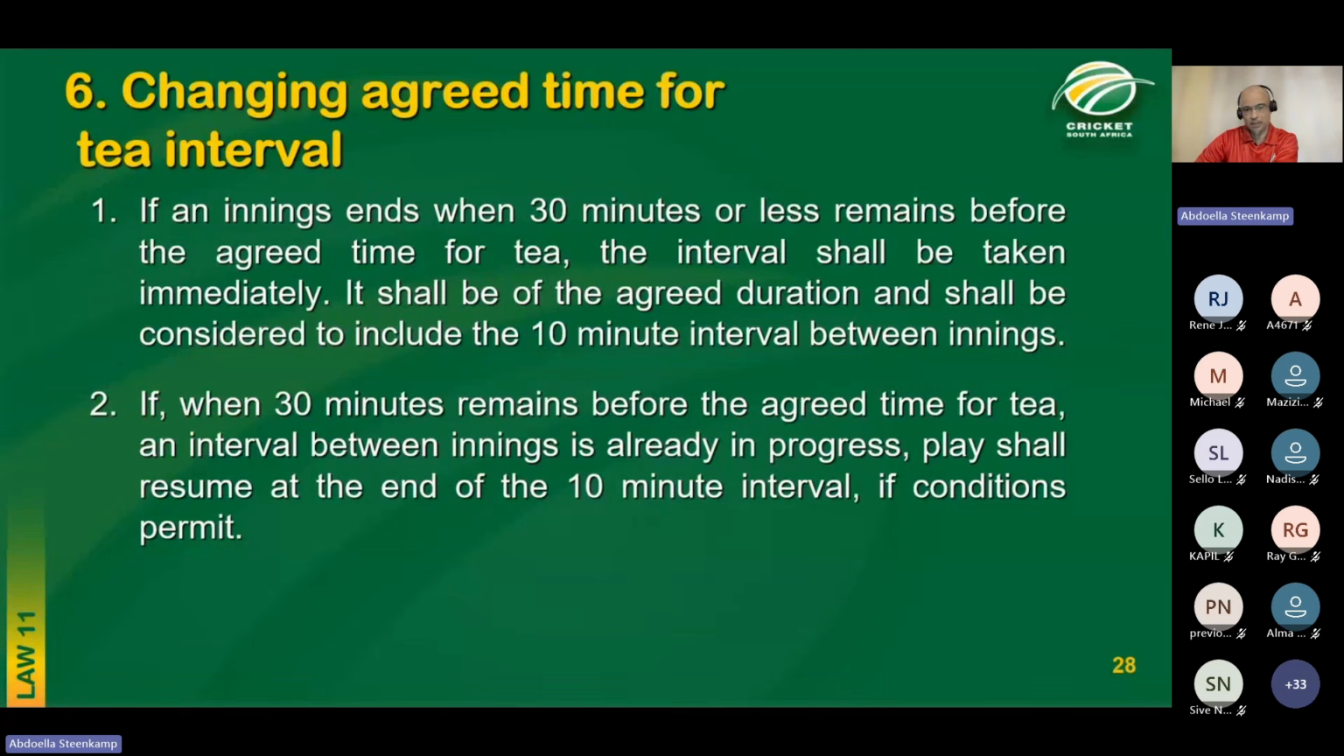Example just to illustrate how the theory works. Let's say tea is at 3 o'clock and South Africa was dismissed at 14:25. So 14:25 is 35 minutes to go till tea. Because it's 35 minutes to go till tea, we cannot take an early tea. It needs to be 30 or less.